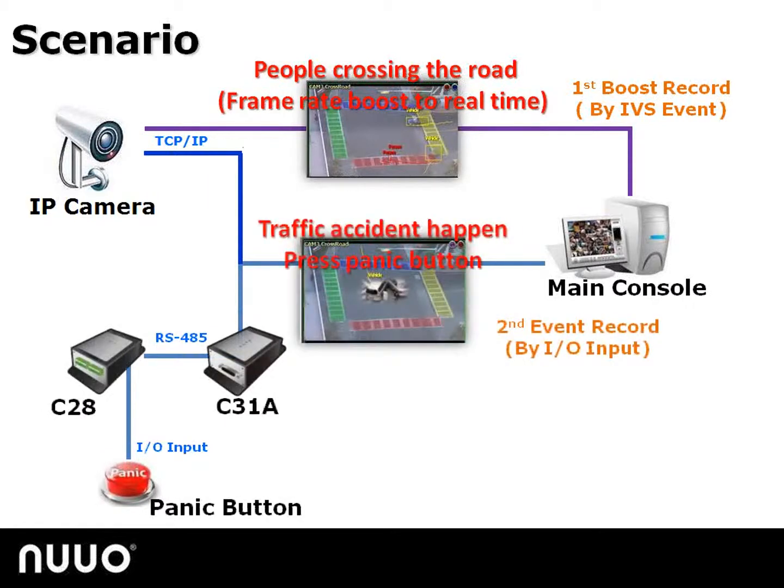And the second record mode is event record by I/O input. When an accident happens in a closed area, the user can click the panic button to start the always recording.